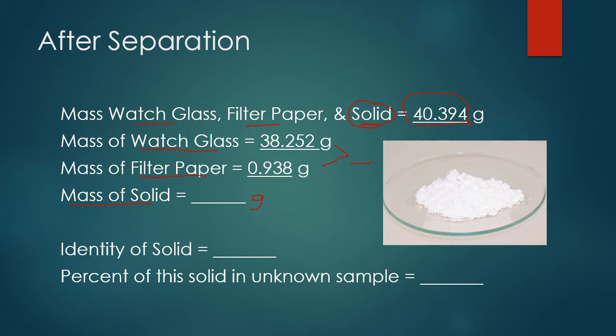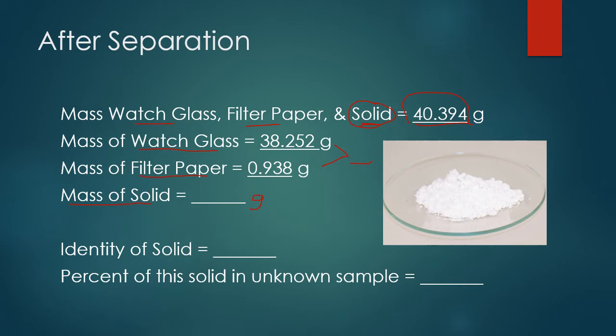To figure out the identity of the solid, once again we need to look back to the procedure that we completed. So this is the solid that was collected on the filter paper. Remember what we did to that solid. We first mixed it in water, so that means this solid that we collected on the filter paper is insoluble in water.